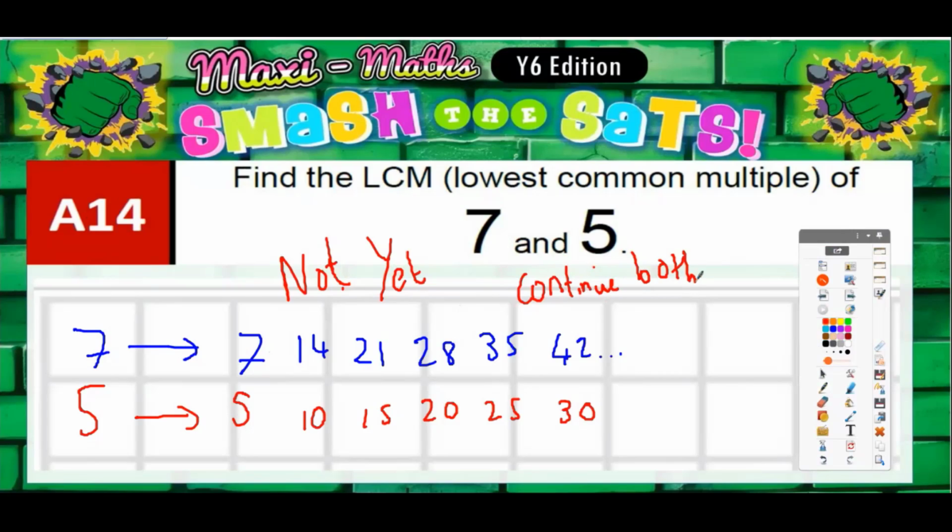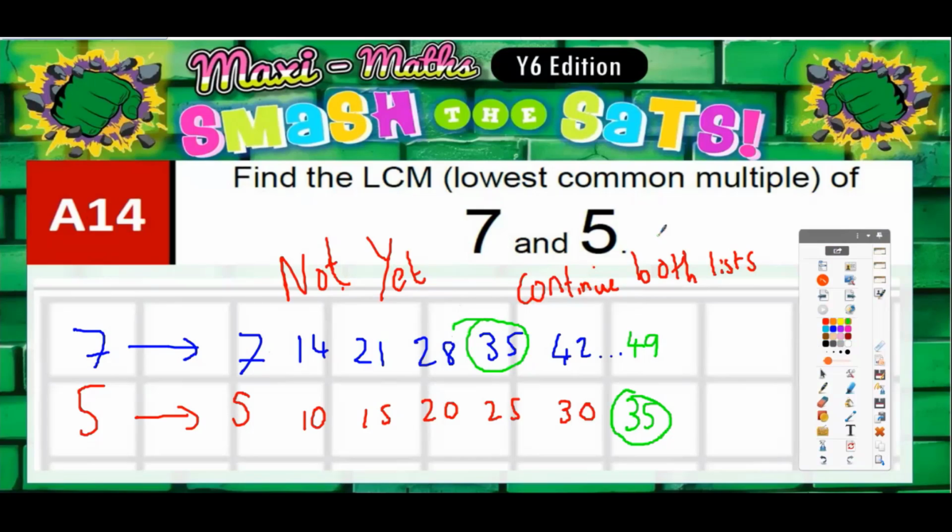And if we just continue both lists steadily until we do see a number that's in both lists, then we'll get our answer. So the next number in the 7 times table is 49. And the next number in the 5 times table is 35. Now, is there a number in both lists? Well, yes. That 35 that's just appeared is there. So we've now got a number that's in both lists, which is 35.